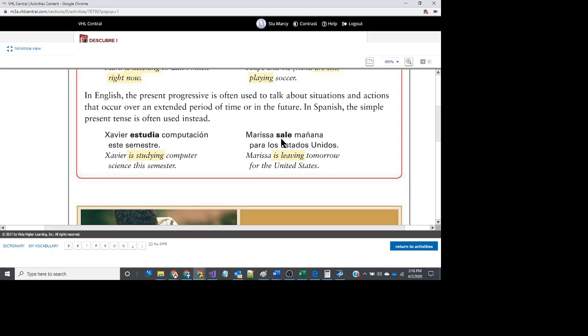Here's a definite in the future. Marisa sale mañana. She leaves tomorrow. Well, yeah, you're talking about the future, but we don't have to use a future tense, and we don't have to say is leaving. You don't have to force that. But we can interpret it this way. So we could write this in English as Marisa is leaving tomorrow.